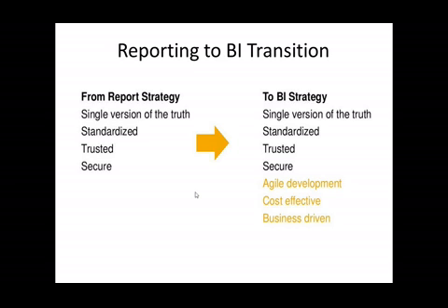So, single version of truth. Of course it should be standardized. In my CRM system, the customer ID may be 15 digits, but in my SAP system the customer ID is 10 digits. So I have to standardize it. I have to homogenize the data.